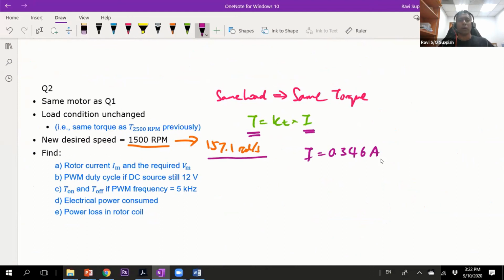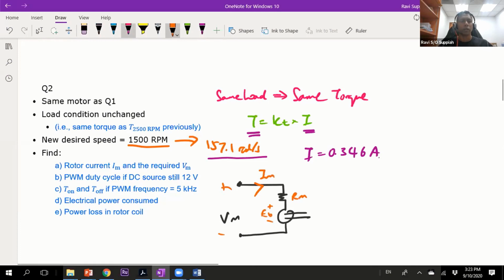Omega we have translated from RPM. Now if you look back at the circuit, the circuit is drawn such that you have your Vm, with your resistor Rm and then your motor. This is your back EMF voltage, this is your Rm, and this is your plus minus. This is your current Im.